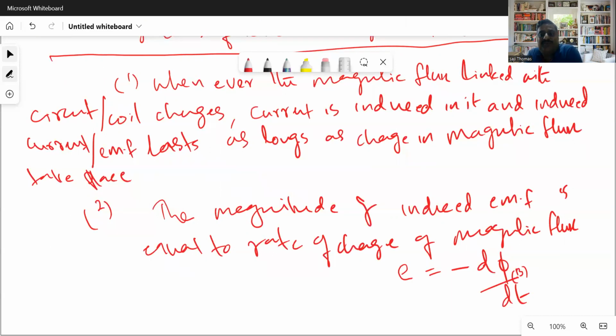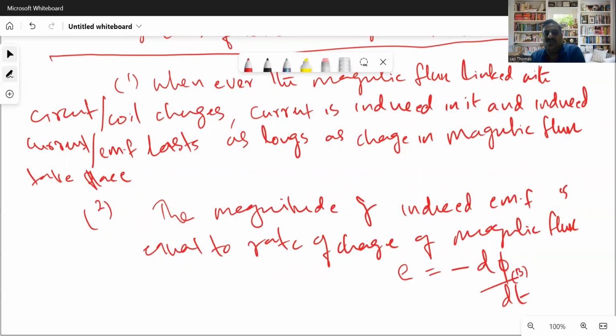See, there is a negative sign. This negative sign shows that the induced EMF has an opposing nature that I explained as the next law. Okay, the induced EMF has an opposing nature. That is the meaning of that negative sign. It opposes the cause which produced it. Okay, so these are Faraday's laws of electromagnetic induction.